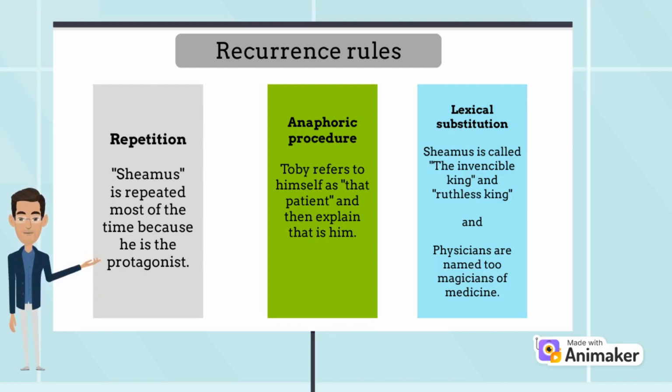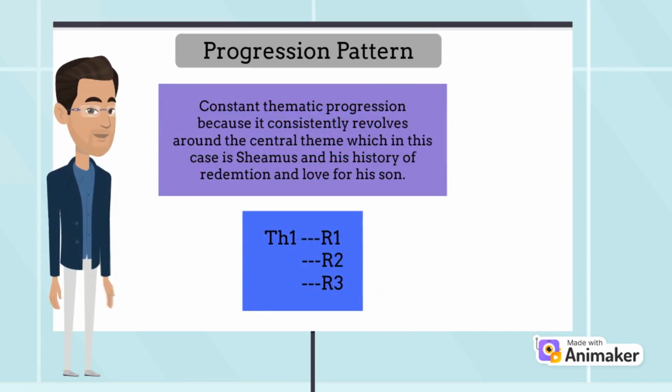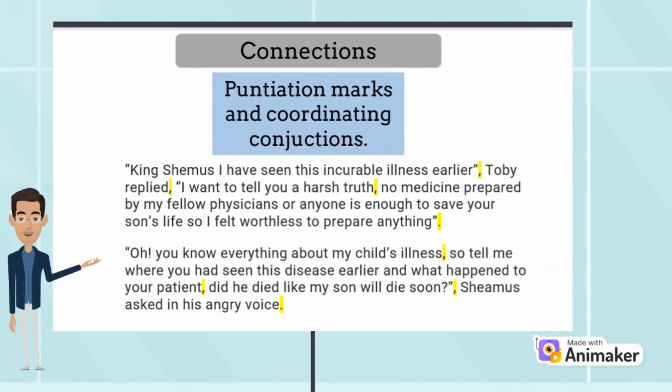as magicians of medicine. The progression pattern in this text is constant thematic progression, since it consistently revolves around the central theme, which in this case is Shamus, and the rheme is basically information that happens to him in this story. In the connection section, punctuation marks and coordinating conjunctions are the most frequently utilized in the text, since dialogues and independent sentences are constantly used in this one.